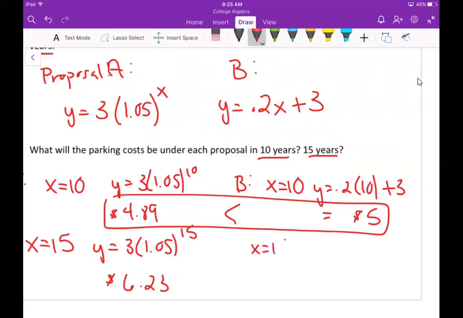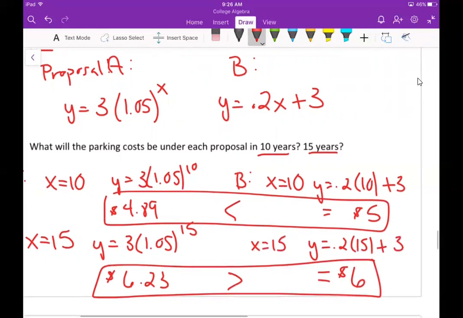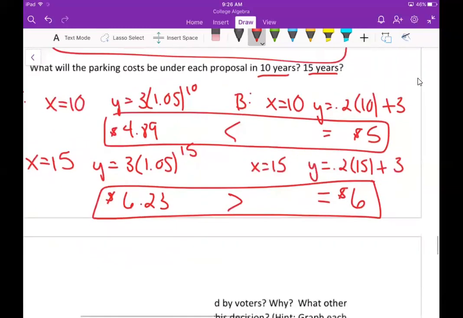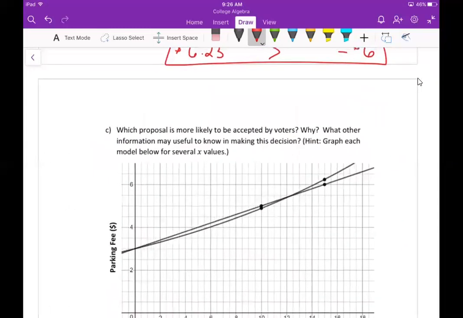Let's see what happens after 15 years. y equals 0.2 times 15 plus $3. That's $6, and for the first time we see the exponential function takes over. And we know that exponential growth eventually takes off. So let's see the visual. If you graph both of these functions, I did that on the last page of these notes. This is what we're visualizing right here.